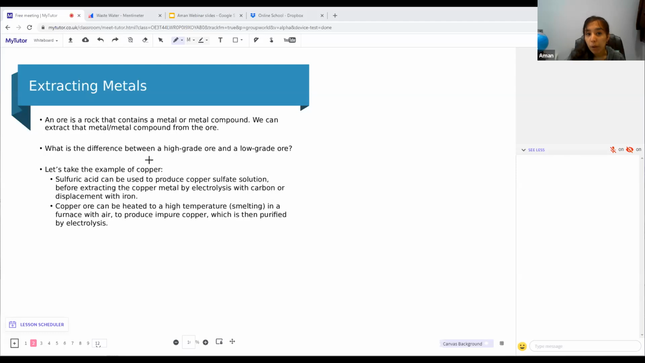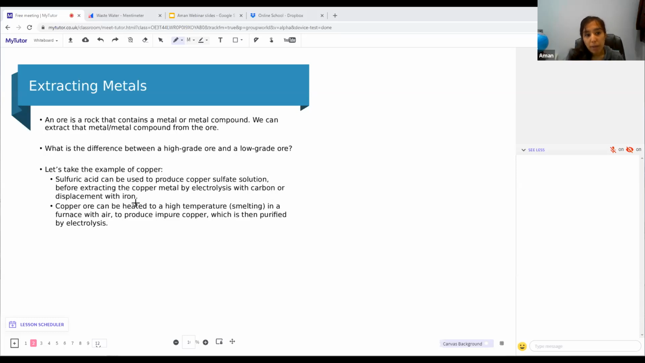So let's take the example of copper, because copper is a common metal that we use that we tend to extract. In a high-grade ore, there are two things that we can do to extract the copper. High-grade meaning there's lots of copper in that rock. We can add sulfuric acid, and the sulfuric acid will react with the copper to produce copper sulfate solution. And then once we've got copper sulfate solution, to get pure copper, we can do electrolysis, which I'll show you in a second, or we can do displacement with iron. In reality, what tends to happen is they'll displace with iron, and then we'll go through electrolysis so that we get the purest form of copper.